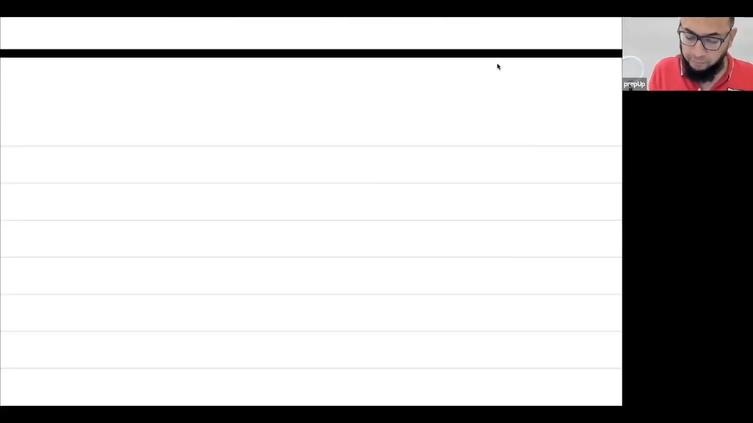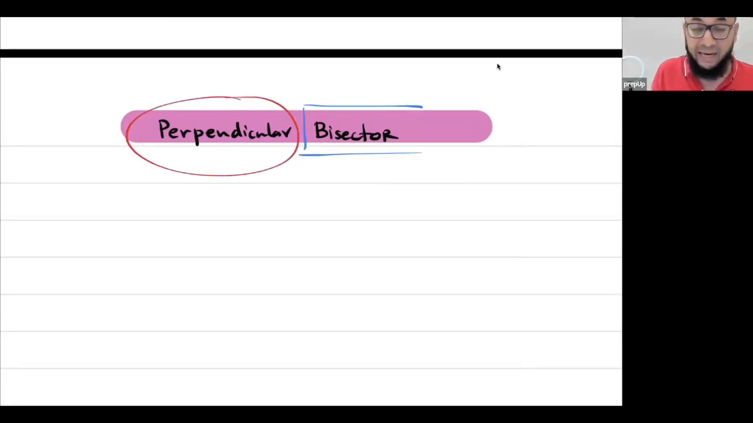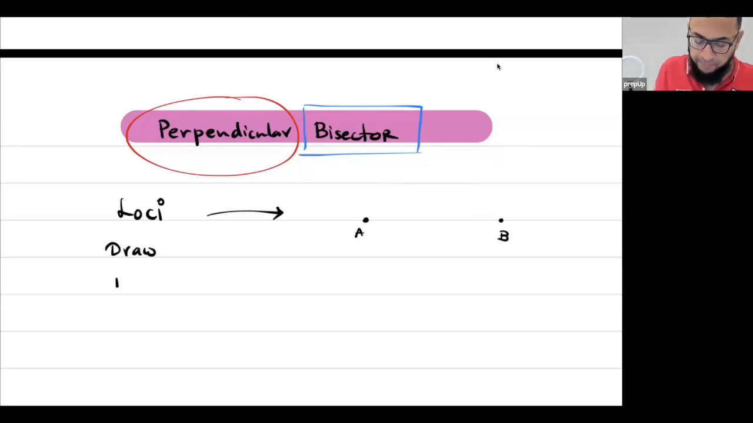Let's talk about the concept of perpendicular bisector. What is a perpendicular bisector? As the name suggests, not only will it be perpendicular, it will also be bisecting. Now, in O levels, loci, you have studied that you have 2 points, let's say one point is over here, one point is over here, and you draw a perpendicular bisector.